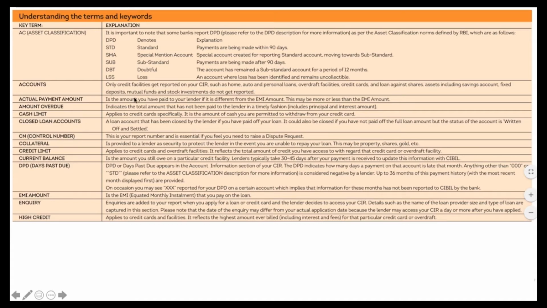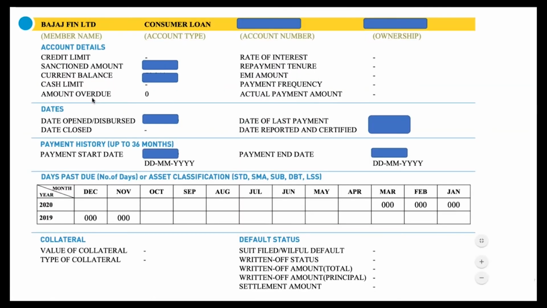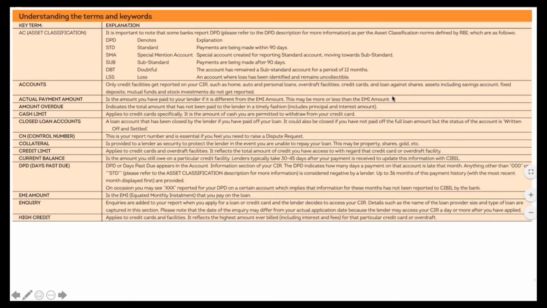Next, sometimes you will also see actual payment amount. This comes into picture when the amount paid is different from what is supposed to be paid. Actual payment amount is the amount you have paid to your lender when it is different from the EMI amount. It can be greater than the EMI amount or less than the EMI amount.